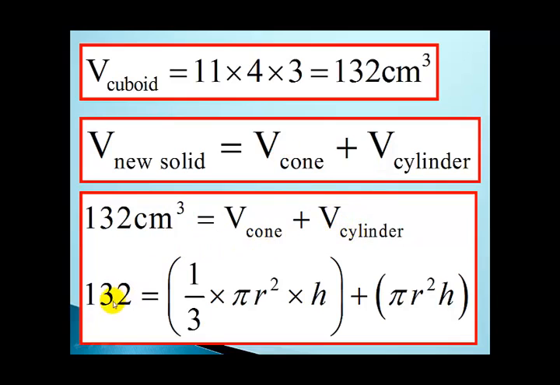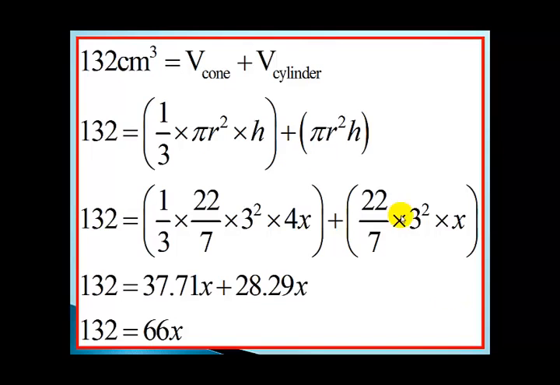So we have 132 is equal to the volume of the cone, which is 1/3 times the base area, and because the base is a circle, it's pi r squared times the height, plus the volume of the cylinder, which is pi r squared h. Now we proceed. 132 centimeters cube will be equal to the volume of the cone plus the volume of the cylinder. The volume of the cone is 1/3 times pi r squared times h, plus the volume of the cylinder, pi r squared h.